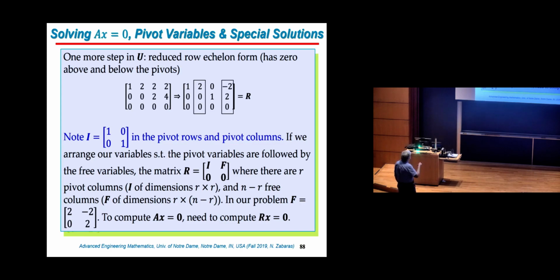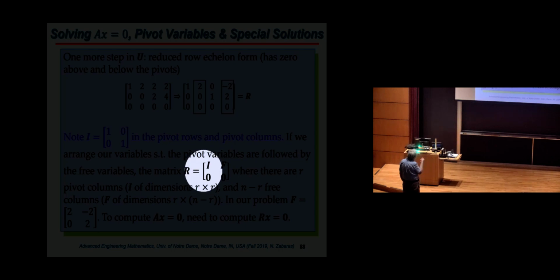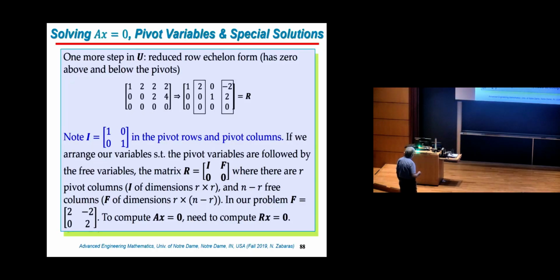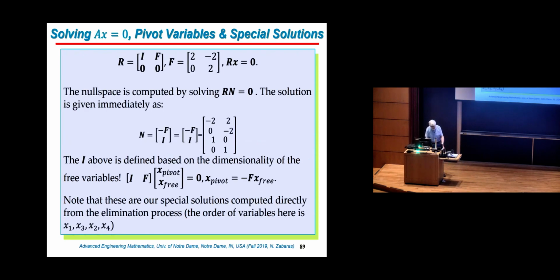Okay? So doing this row echelon elimination process, and rearranging the variables so that the pivot variables come first and the free variables come second, this matrix takes the form [I F; 0 0]. And let me just tell you immediately, if this is the case, what the solution to the null space problem is right away without doing any calculations.